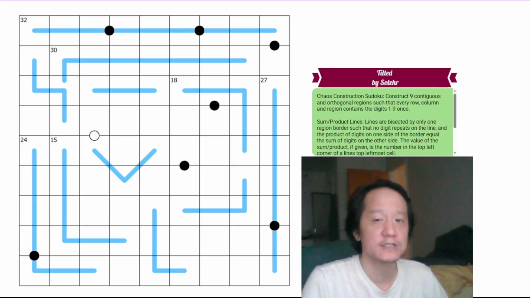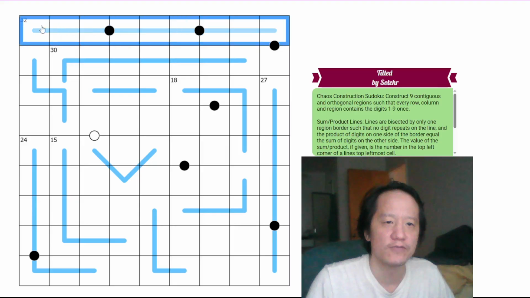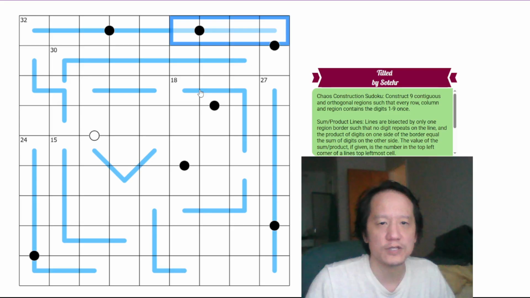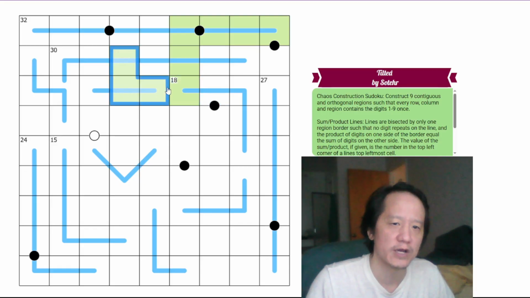We have Chaos Construction Sudoku, where we need to construct 9 contiguous and orthogonal regions such that every row, column, and 9-cell region contains the digits 1 through 9 once each. So this is a valid orthogonally connected region, because you can go from any cell in that region to any other cell in that region, staying within the region just by going through edges.